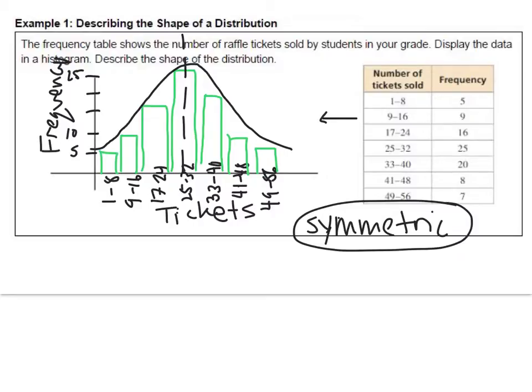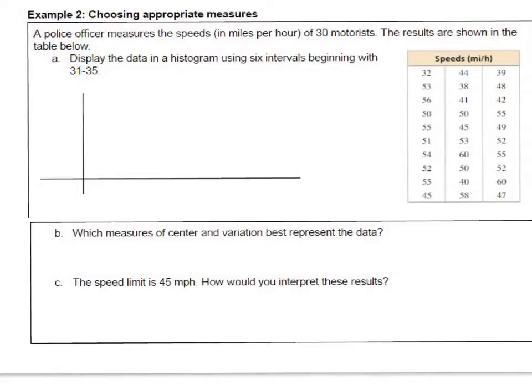Now, from this information, we're going to start to answer questions. All right, so next one, we have a police officer who measures the speeds in miles per hour of 30 motorists. The results are shown in the table below. So here we have a whole bunch of data. What I want to do, if I want to represent this on a histogram, is make what's called a frequency table. Instead of looking at each individual value, I'm going to make a range of values.